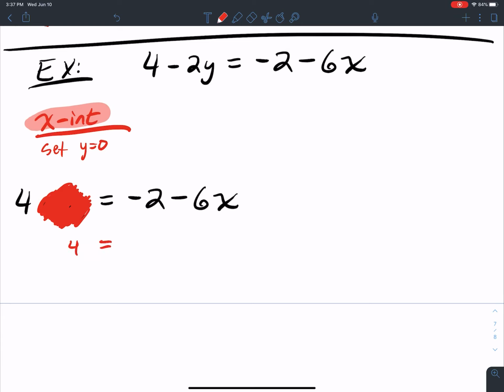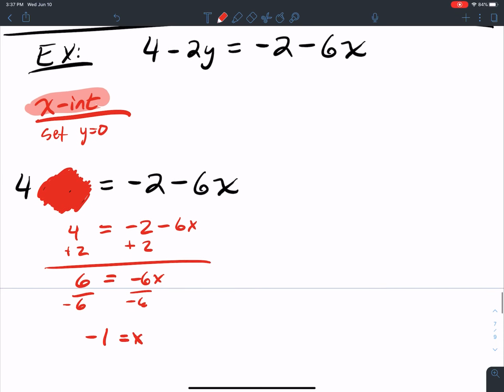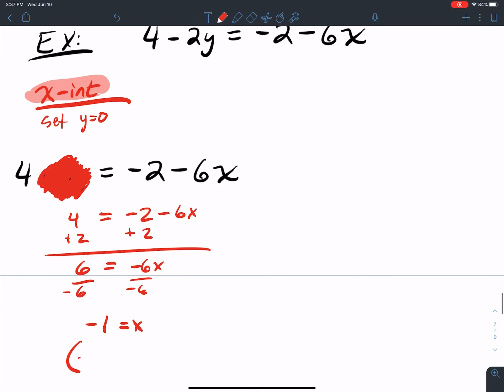So I have 4 equals -2 minus 6x. Add 2, add 2. That gives me 6 equals -6x. Divide by -6. This gets me -1 for x. So what does that tell me? The x-intercept is -1, comma 0.